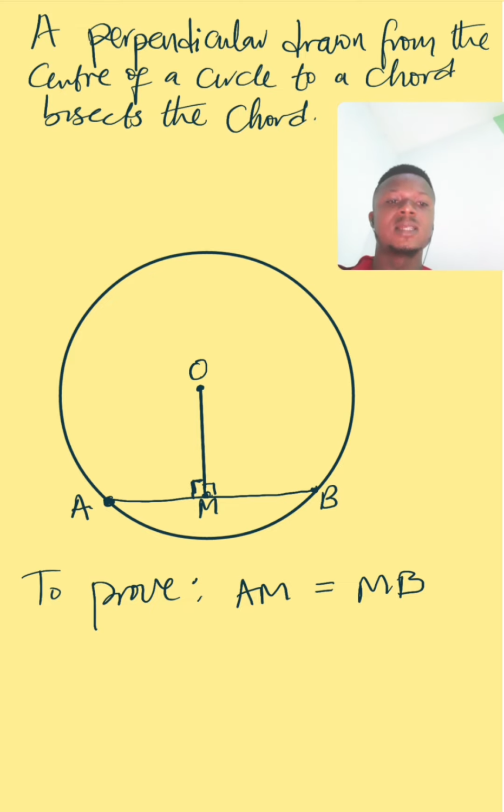Then I want you also to note that if you have a circle like this with center O, for instance, the distance from the center to any part on the circumference remains the same. We call it the radius. So this is the distance from the center to the circumference, which can be called the radius. So here is the radius.